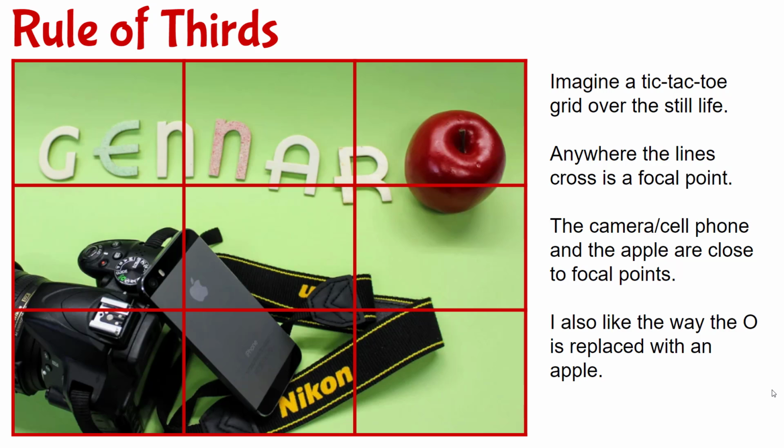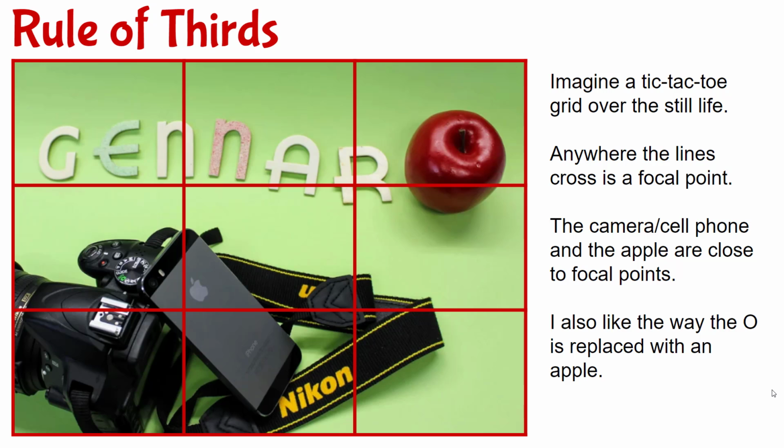The rule of thirds. Imagine a tic-tac-toe grid over the scene that you are photographing. Anywhere where the lines cross is a focal point. So that is a good place to place whatever your main objects are. In this case, the camera and cell phone in the bottom corner and the apple in the top corner are near focal points. In art, nothing has to be 100%.